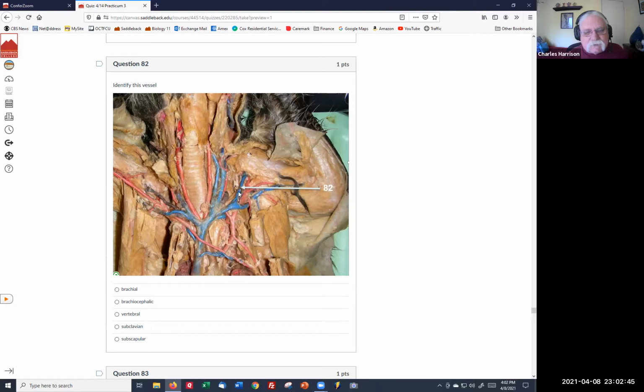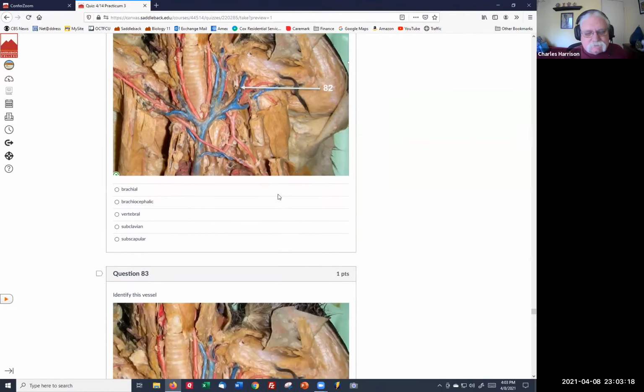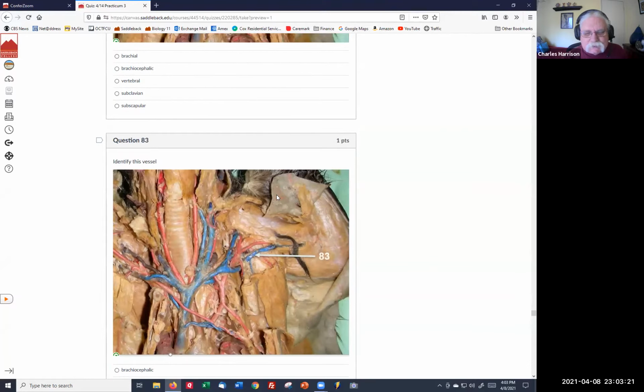This is the subscapular. A little tougher, but here it goes. Brachiocephalic, brachiocephalic vein. External jugular, and here we have the internal jugular. We have both of those. Then we have a small bit of subclavian, and then we have the subscapular. After we pass the subscapular, it's brachial all the rest of the way. So 83 is brachial.